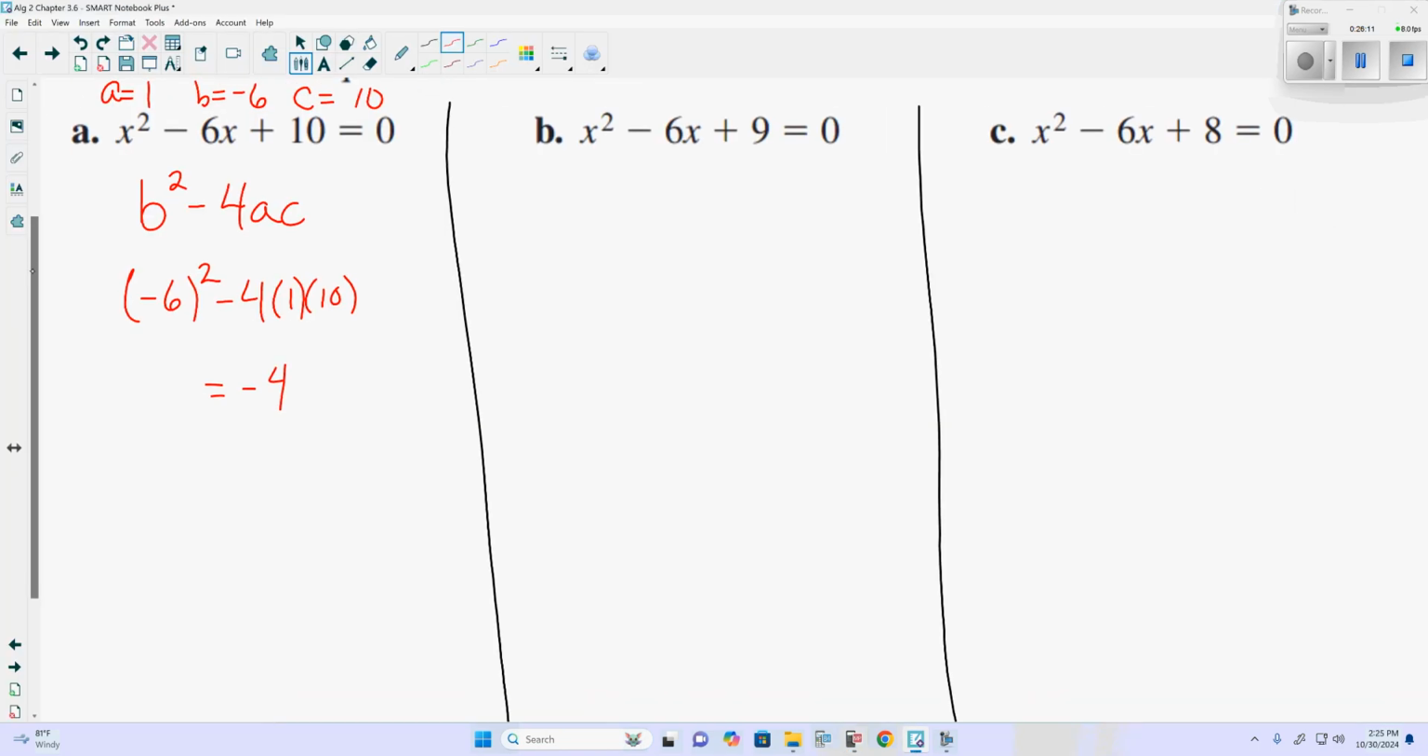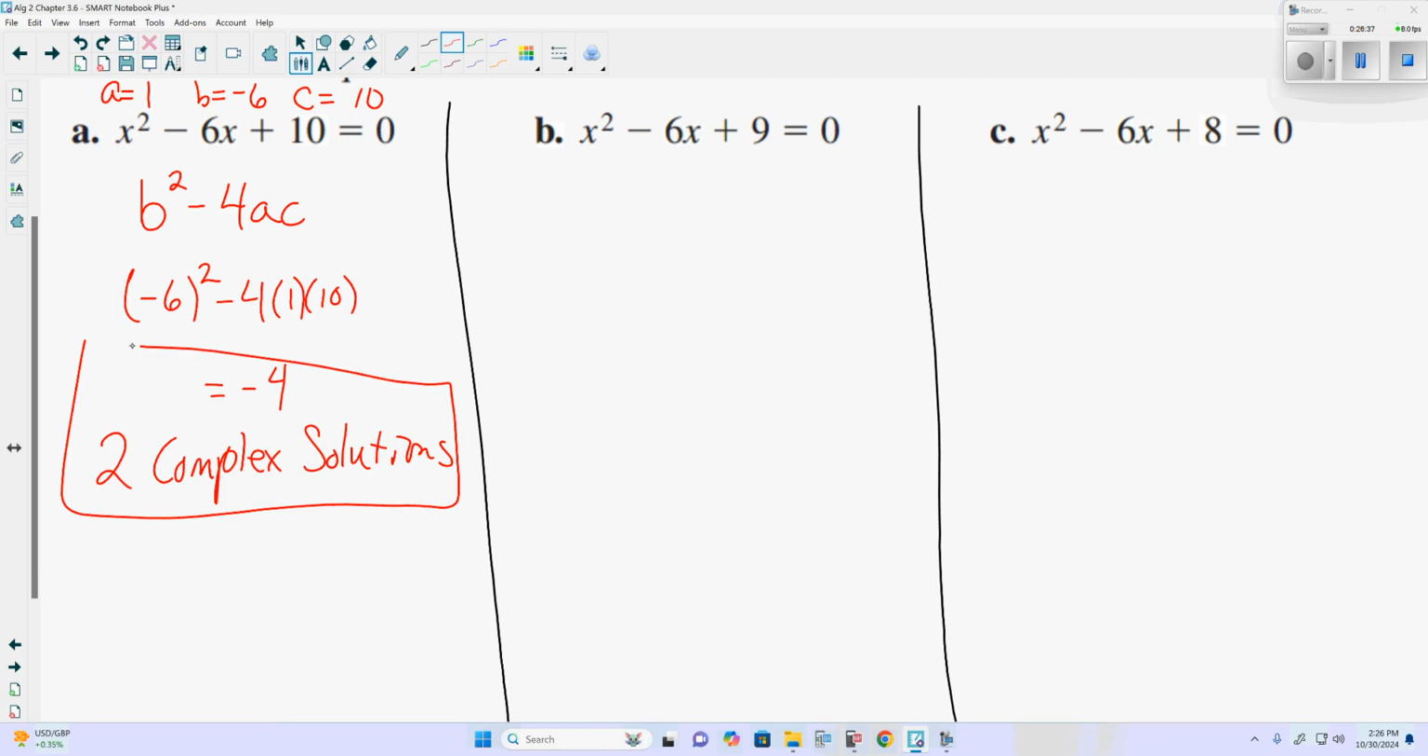So the discriminant here is what? Less than 0, yes? So that means we have 2 complex solutions. That's it. Be ready for the next one.